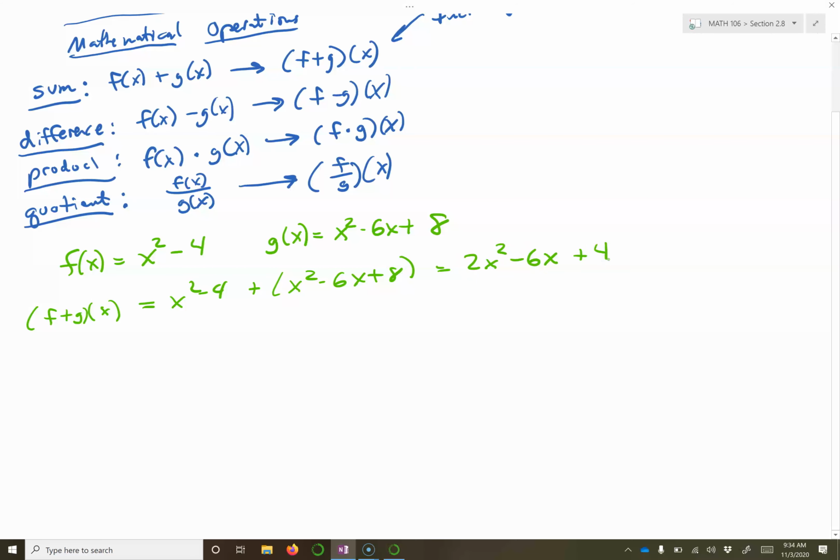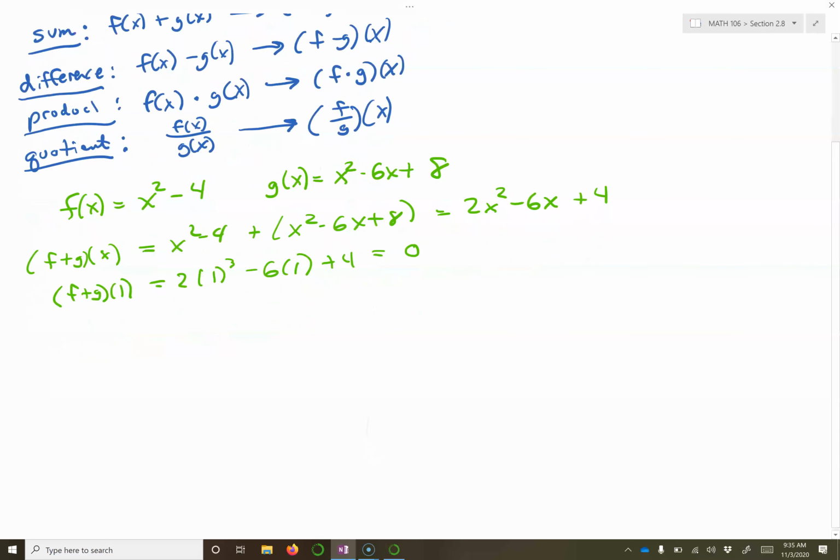All right. So we just summed those two functions together. There might be questions where it says we also want to find f plus g of 1. So what do you do there? Well, now that you know what f plus g of x is, you just plug in a 1. So you'd have 2 times 1 squared minus 6 times 1 plus 4. And what do you get there? 2 minus 6 is negative 4, plus 4. Oh, you get 0. Okay. So that's a sum.